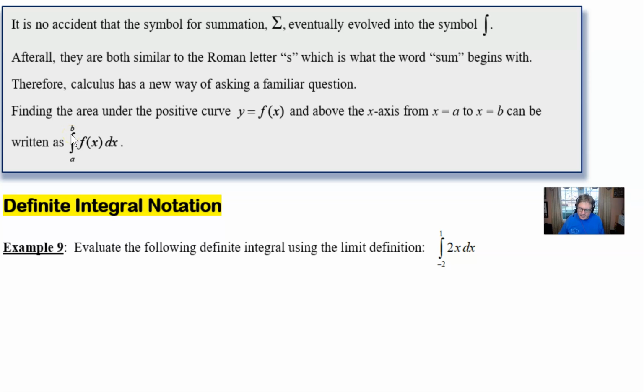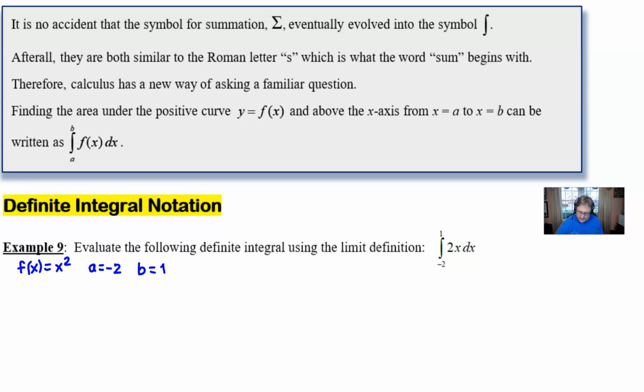And so if we take a look at our example 9, it says evaluate the following definite integral using the limit definition. So we have this integral symbol with a lower boundary -2 and upper boundary of 1 of 2x. Basically, the key players in the game are there in this problem. In other words, the function f of x is going to be 2x. We're knowing that a is -2, sorry about that, and b is +1. So we basically have the same information that we had in a couple of our previous problems.